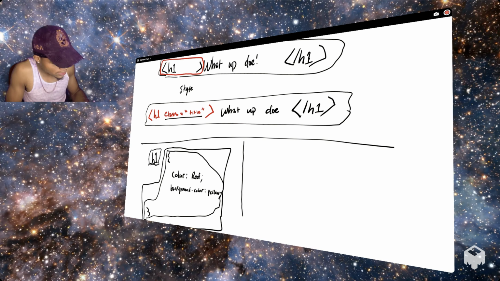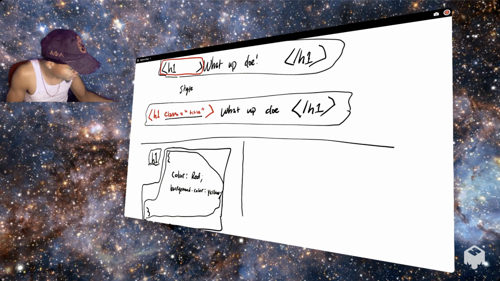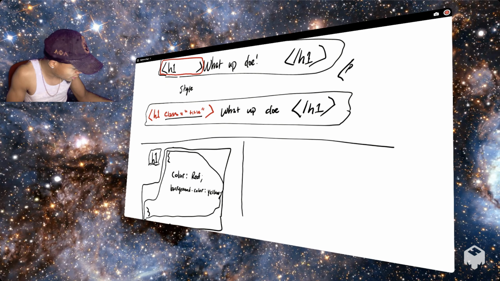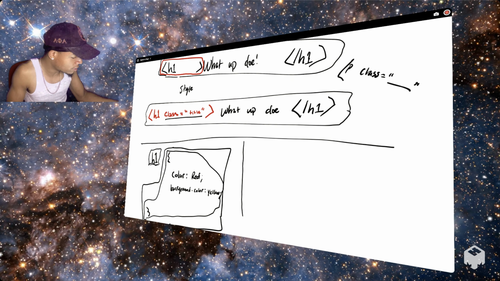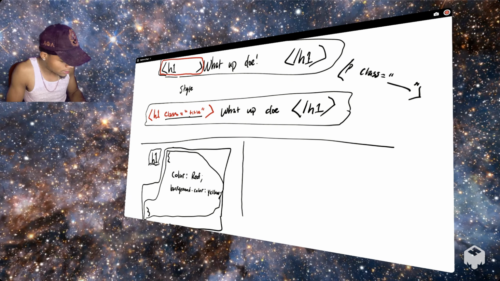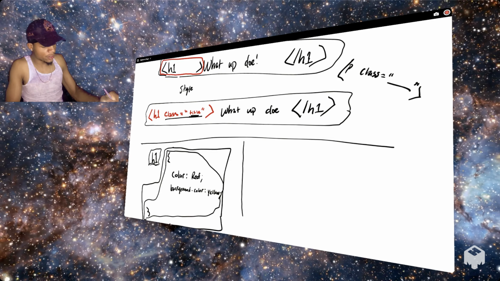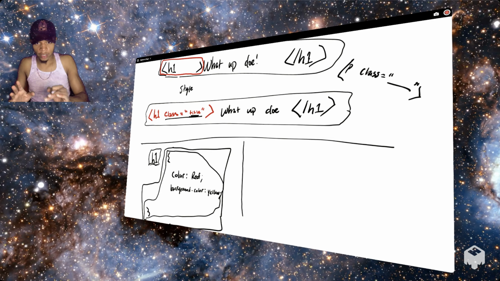What do I mean by a class attribute? I mean that you can say P like this, and then you can say class, and it equals whatever class you want to name that class. I name this class title. You can name the class whatever. It's up to you as the programmer.